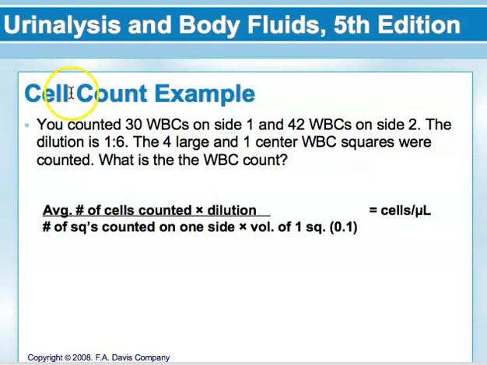Okay, so we've got an example here. If you counted 30 white cells on side 1, and you counted 42 white cells on side 2, you have to get the average of that. So 42 plus 30 is 72, divided by 2 is 36. You've used a dilution of 1 to 6. The 4 large and 1 center white cell squares were counted.